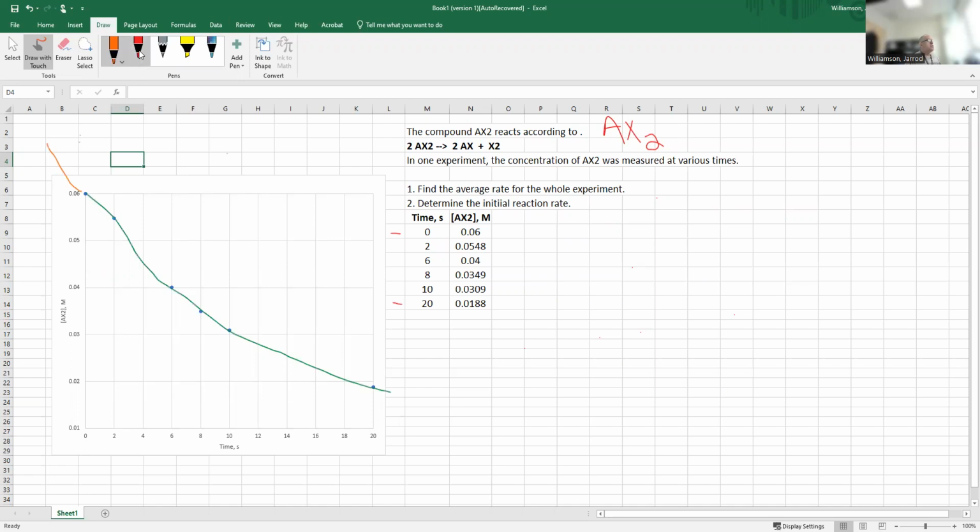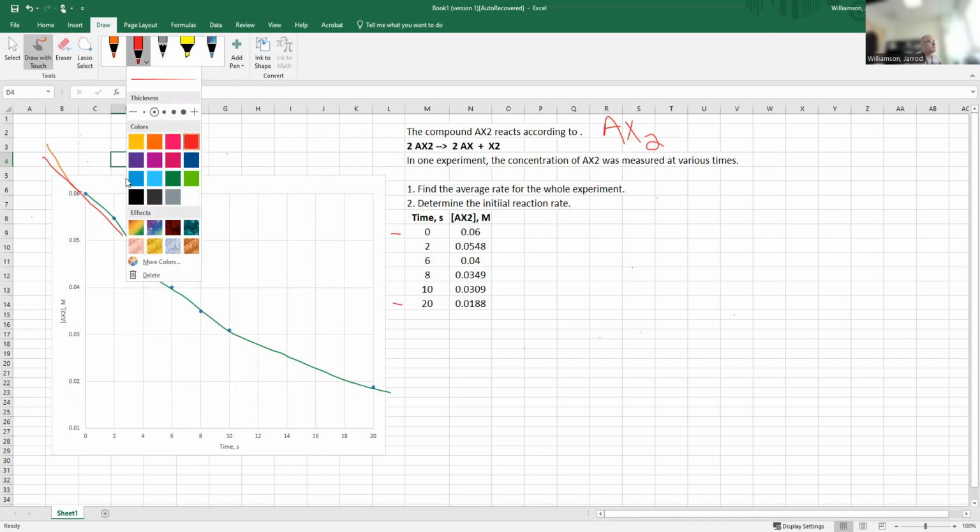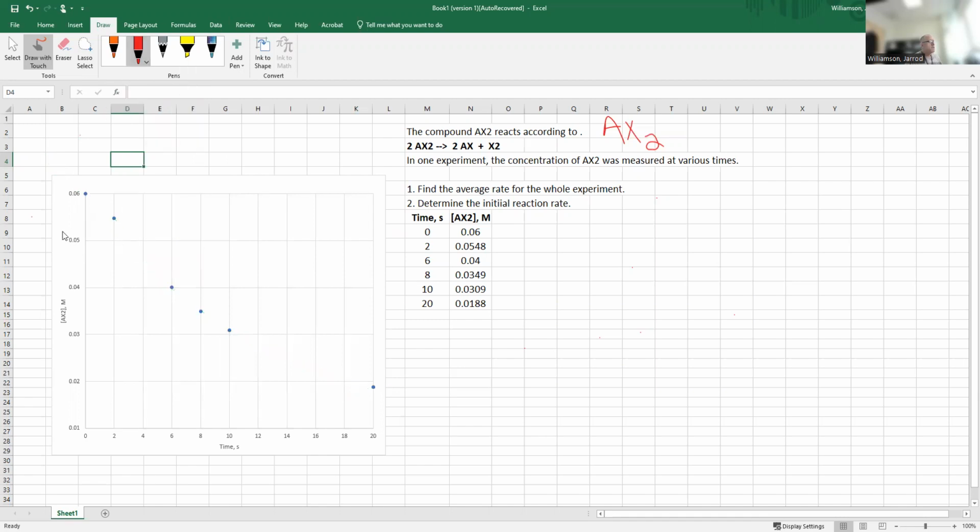And then now I need to draw a tangent line to that. Tangent line where it touches right at here, t equals 0. And I didn't do it very well, but you guys get the idea. Then I'm going to take 2 points off of this tangent line. Let me kind of continue extending this.